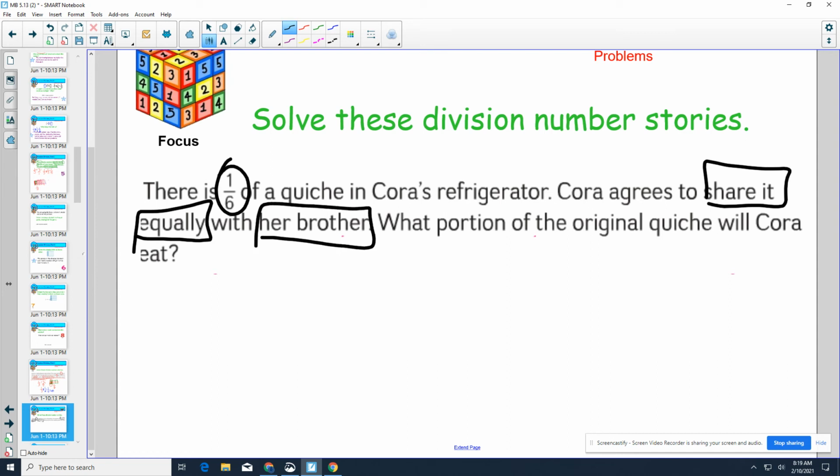Now I got to ask myself, what is my dividend? Well, I know that I'm dividing not the brother and the sister, but I'm dividing the quiche, right? Because it says what portion of the original quiche. So I'm going to say 1/6 divided by 2. And so I want you to write a number model and then draw a picture. But I want you to go ahead and pause the video. I want you to try to solve this one on your own. So 1/6 divided by 2.